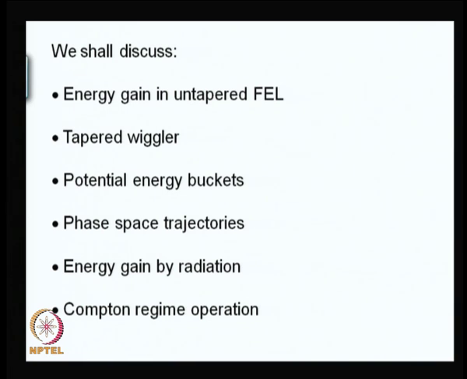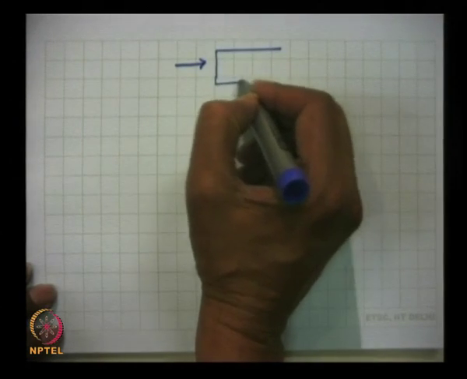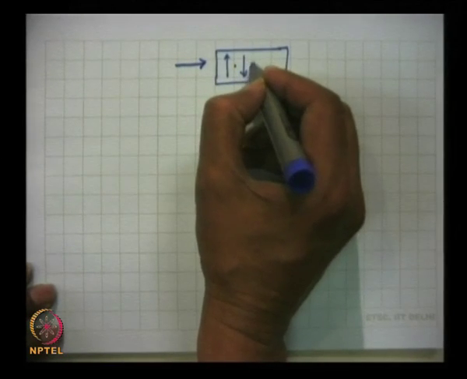and then what kind of phase space trajectories the electrons would have in that kind of ponderomotive force, and what is the estimate of energy gain by radiation, and then we will talk about Compton regime operation. Well, let me very briefly review that we are talking about the propagation of an electron beam in the interaction region of a free electron laser, which has a Wiggler magnetic field and which also has a radiation field.